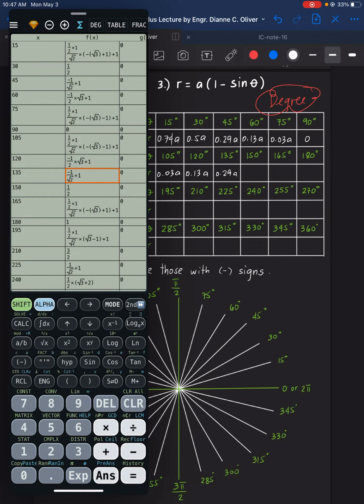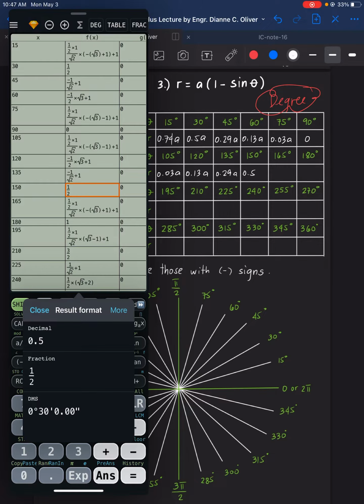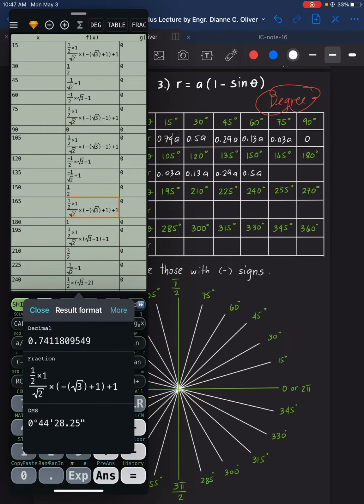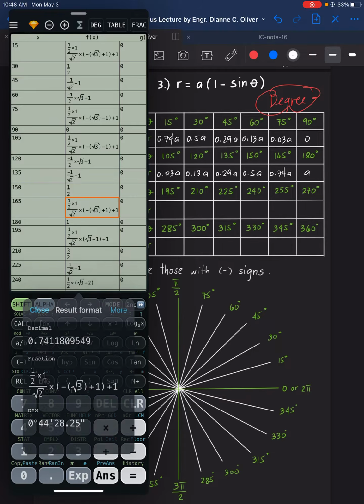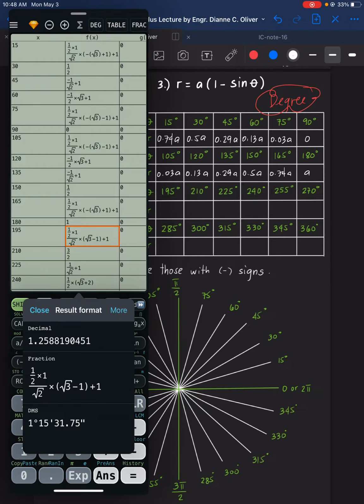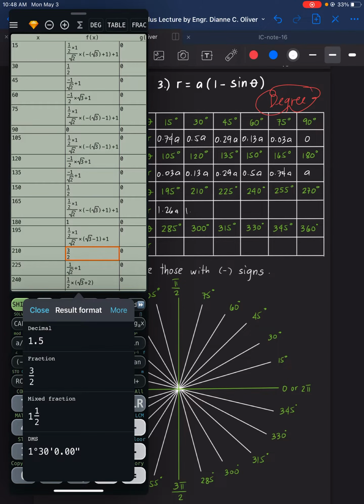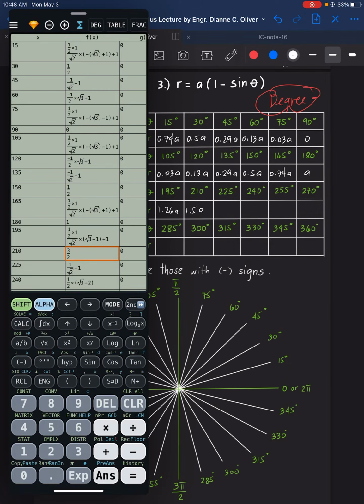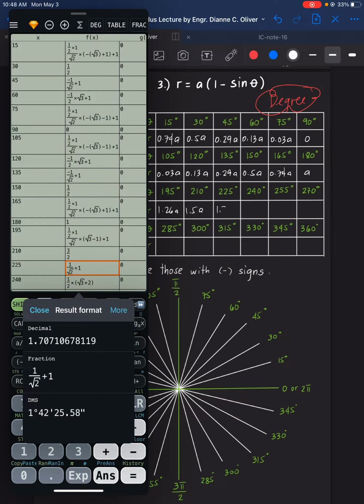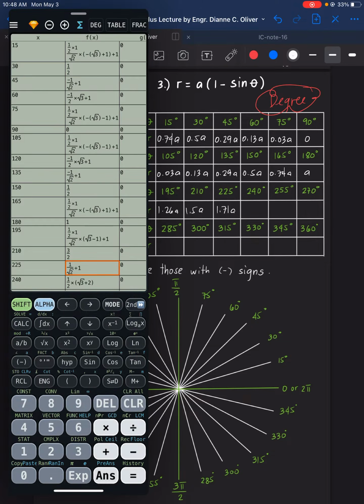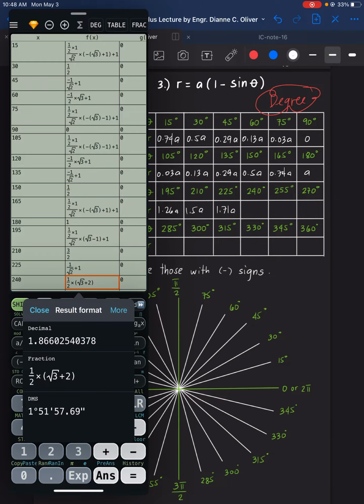135 is 1.29A, I'm so thankful there's a calculator here for the table. 165 is 0.74A, and this is A for 180. 195 is 1.25, or 1.26A. 210 is 3 halves, 1.5A. 225 is 1.71A. 240 is 1.87A.